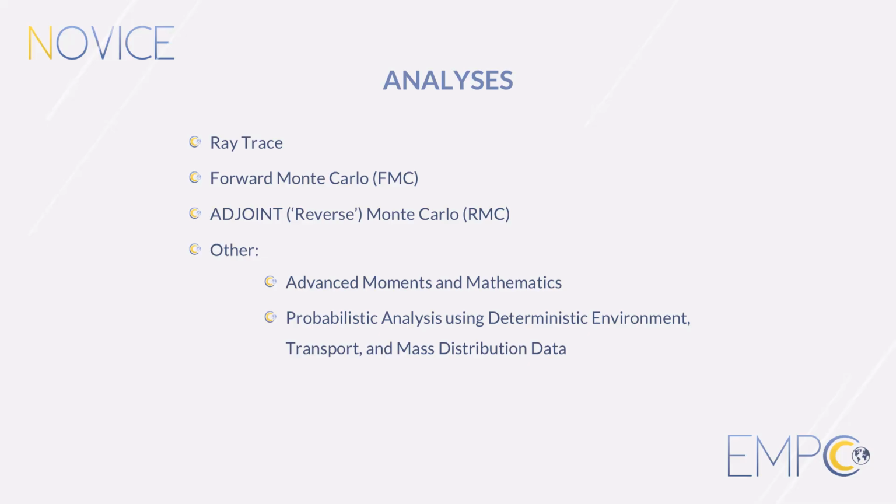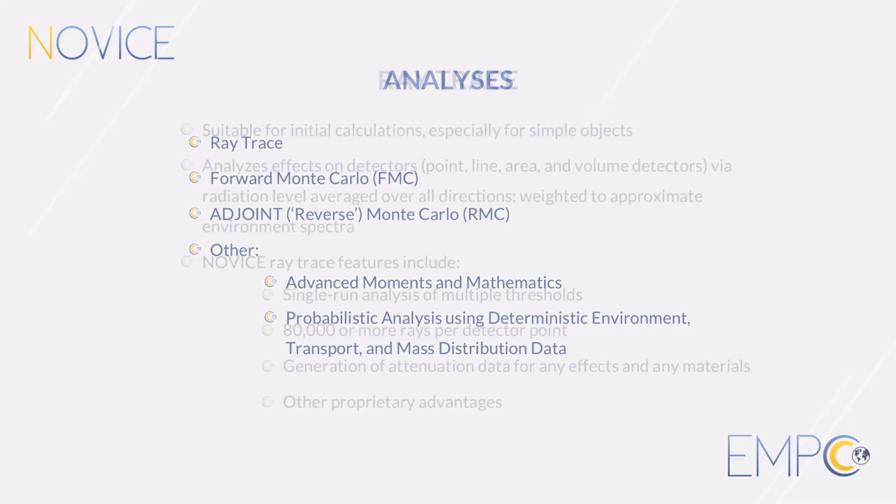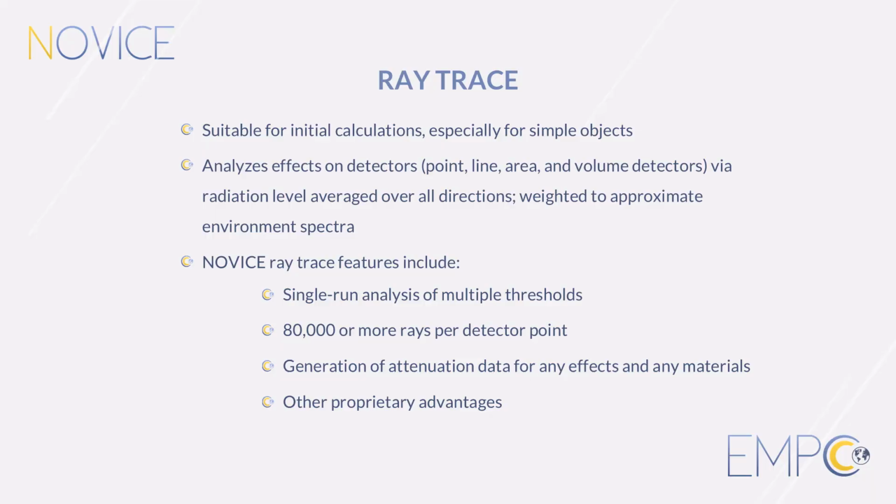Analysis options. NOVICE offers a comprehensive suite of radiation transport analysis methods, enabling users to tailor their analysis to their specific requirements. Raytrace simulates radiation transport by tracing rays in a straight line between the radiation source and the subject system, instrument, or component. The higher the number of ray traces run, the more accurate the approximation becomes. NOVICE Raytrace includes single-run analysis of multiple thresholds at different shielding levels and advanced algorithms that preclude any need for defeaturing.